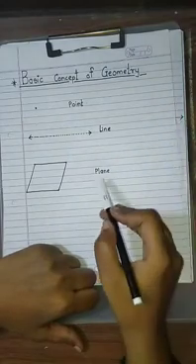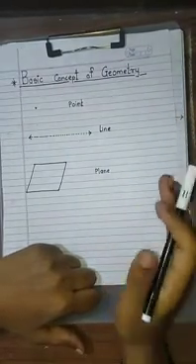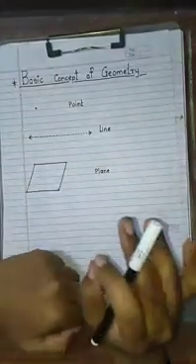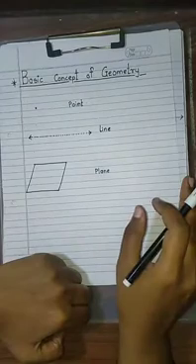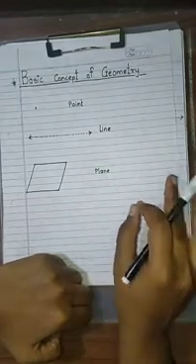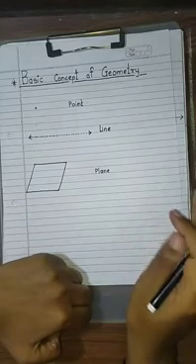Okay. Third one is plane. So what is a plane? Plane is also a collection of points arranged in a two-dimensional diagram.